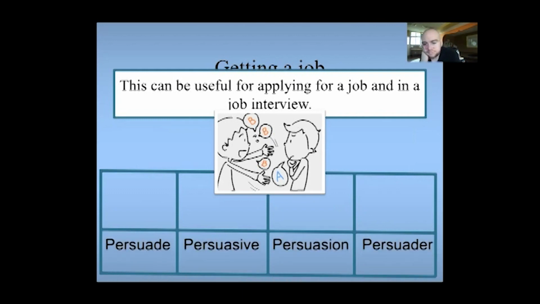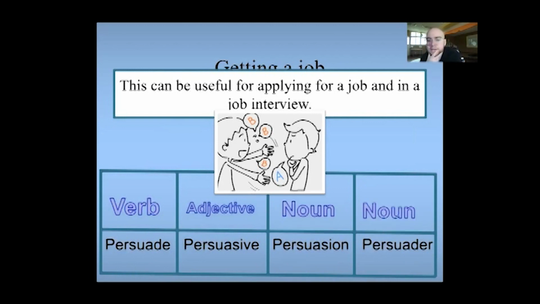So we've got it again, right? These four are very important, okay? To persuade, to be persuasive, use persuasion, and that is done by the persuader. So you must be a persuader, right? And you must persuade, and you must be persuasive, right?